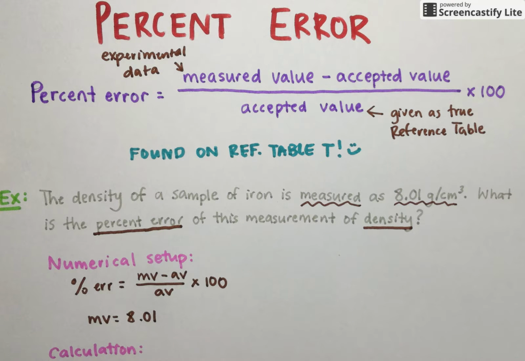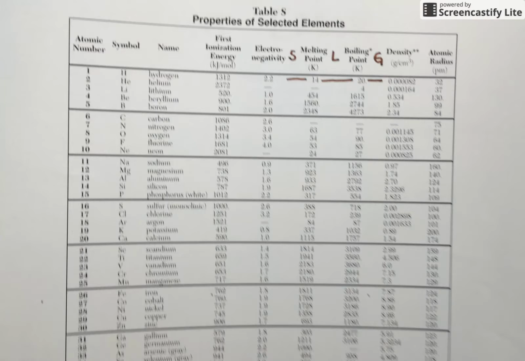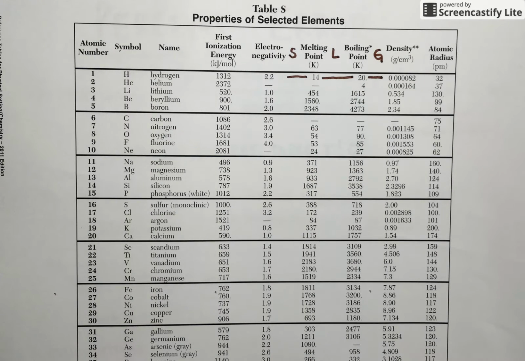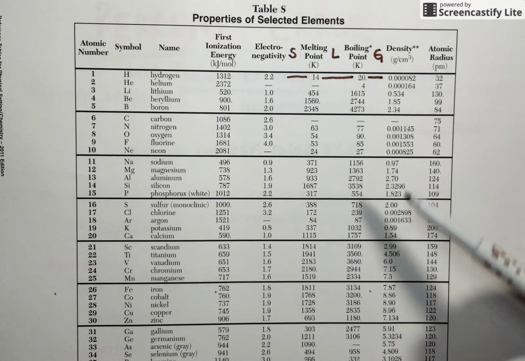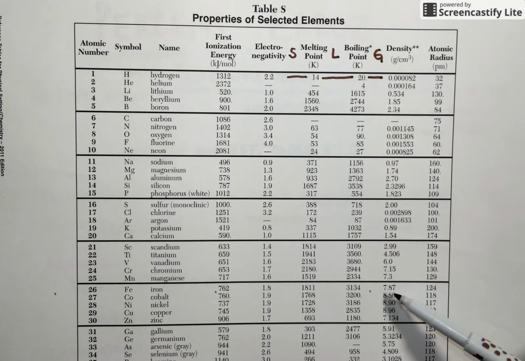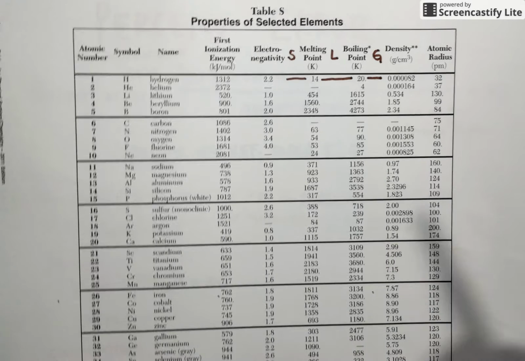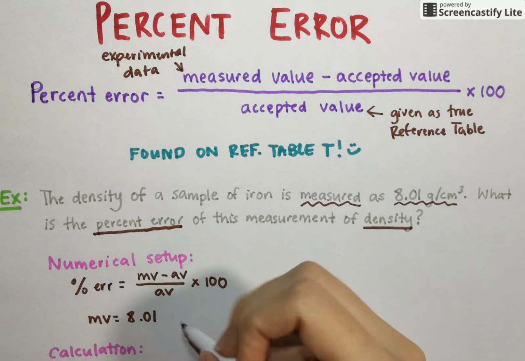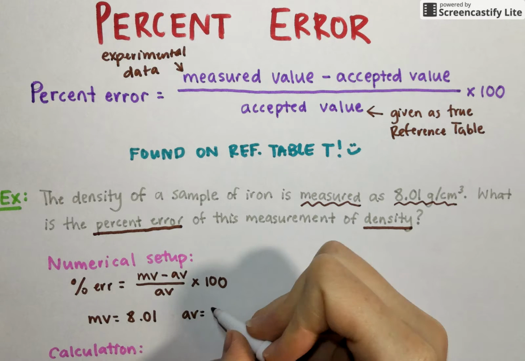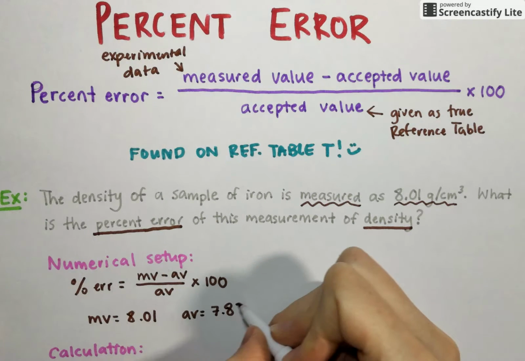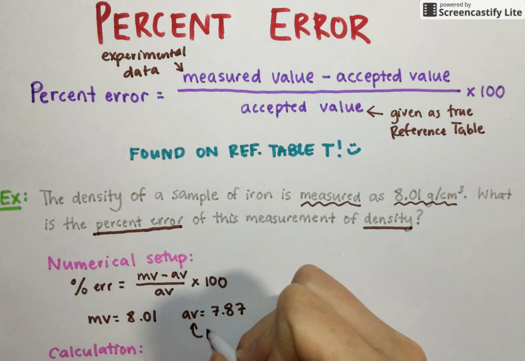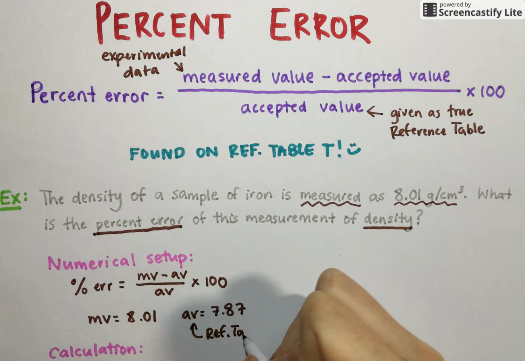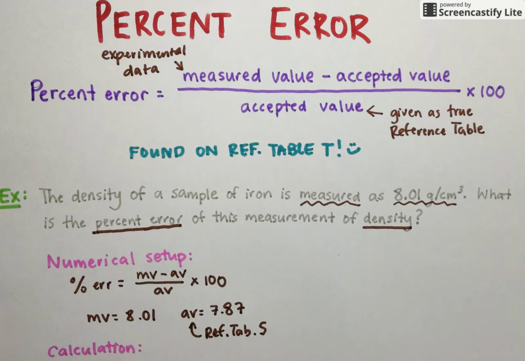Because this is the physical property of density that we're talking about, I know I can go to table S and find the accepted values of density listed for nearly every element on the periodic table. If I come down to iron, I see that its accepted value of density is 7.87 grams per cubic centimeter. So my accepted value comes from reference table S, and it's 7.87. So a reminder, this is from reference table S.